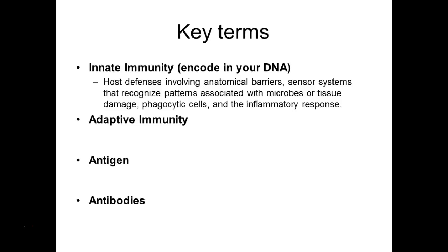And this is what we've started talking about, right? Your book divides it into 2 chapters, innate and adaptive. Another book I use does 3 chapters. So these involve stuff that we're going to talk about next time, like your anatomical barriers, your sensory systems. We've already mentioned how we can recognize patterns. We know when tissue's been damaged. We've seen how phagocytic cells work, and we have seen the inflammatory response.